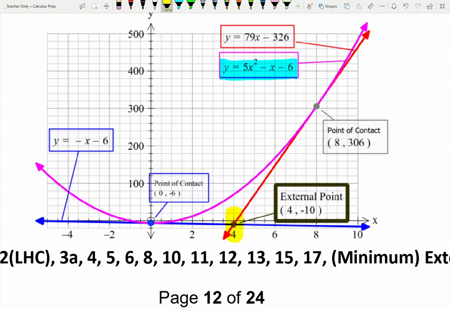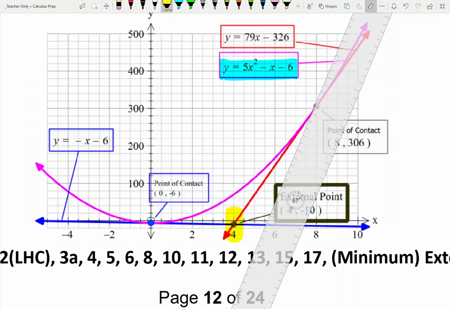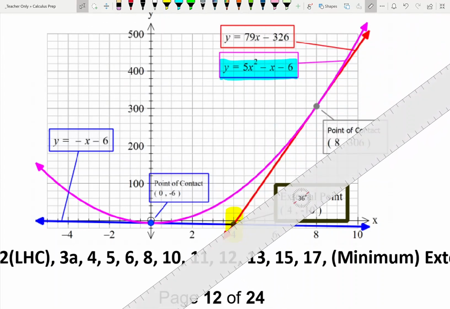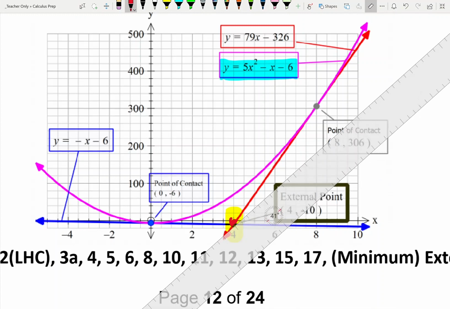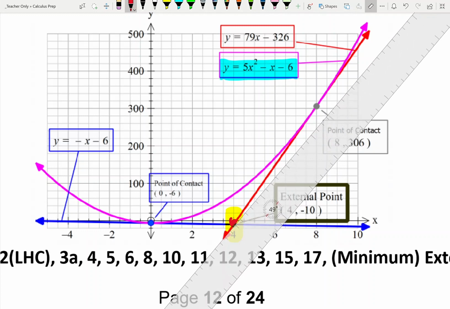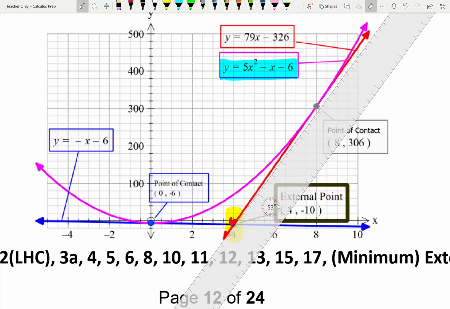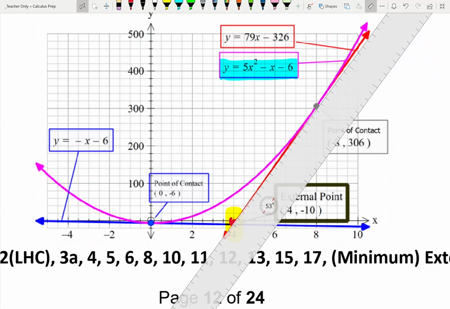It's quite a compressed scale, which is why it looks like it's sitting just below the x-axis, but this is our point. Really what we're doing is we're getting our ruler and we're lining it up on our external point, which is down here, and we're moving the ruler while it's still on that external point until it just touches the curve, and that's the tangent that we end up with. And we're going to calculate what the point of contact is and what the tangent is.